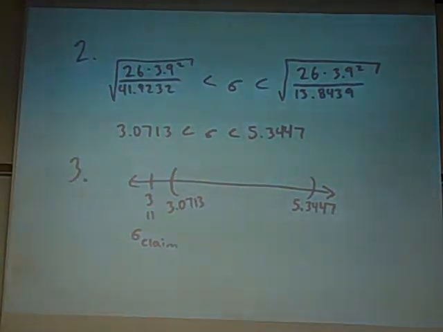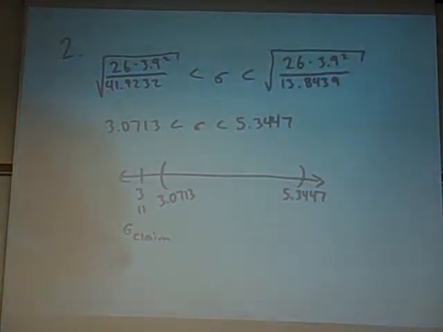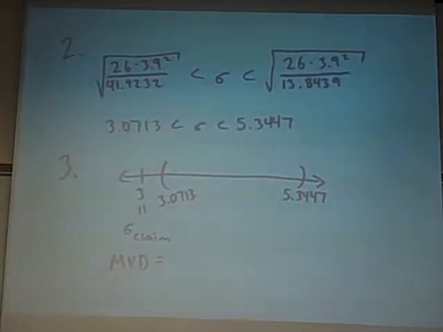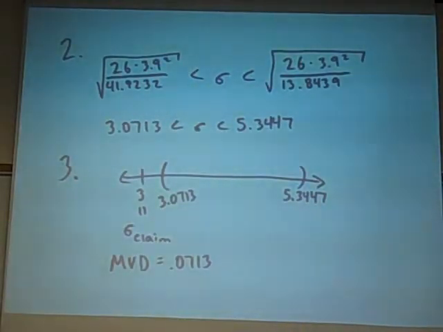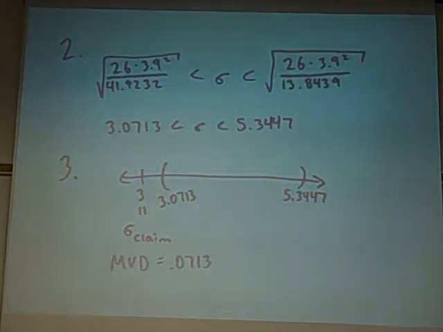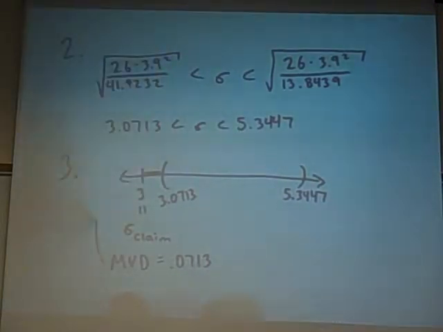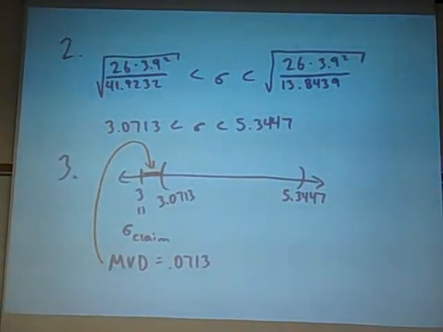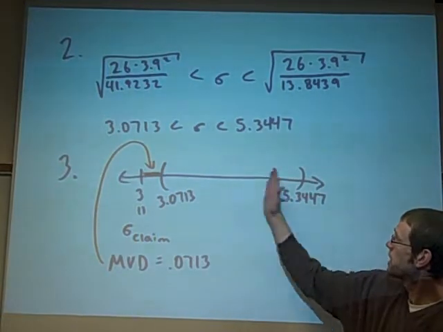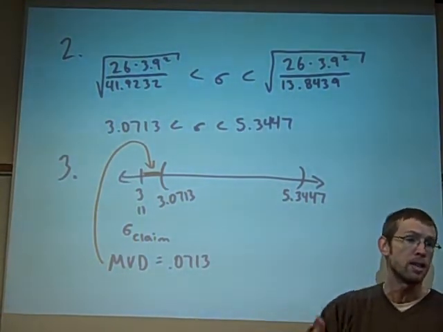So in this case, the MVD is just 3.0713 minus 3, so 0.0713. Right, so in terms of a picture, this distance right here is the MVD. So putting it all together, we'd say, yes, we have evidence that sigma is different than 3. How different do we think it is? Well, we think it's different by at least 0.0713 units. Could be more. If sigma was actually up here, the difference would be more than that. But we think it's at least 0.0713.